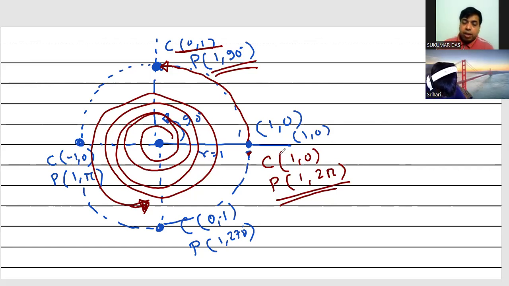Now, next we will see some important equations in polar coordinates and Cartesian coordinates.